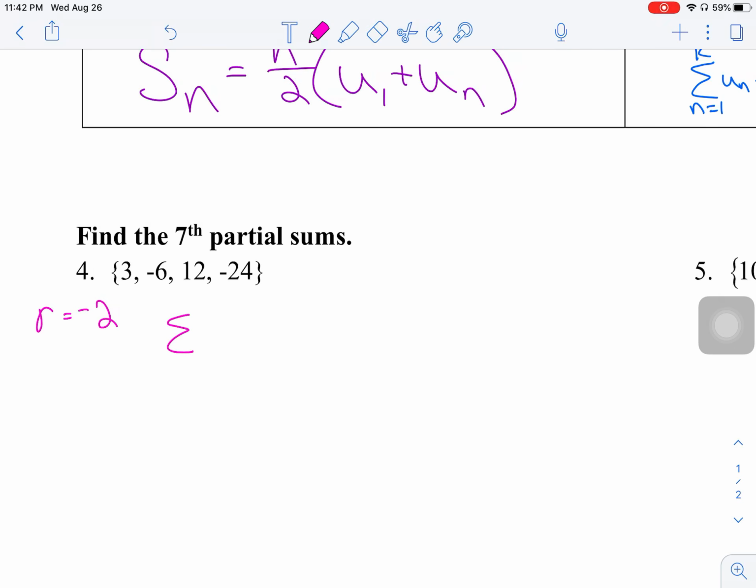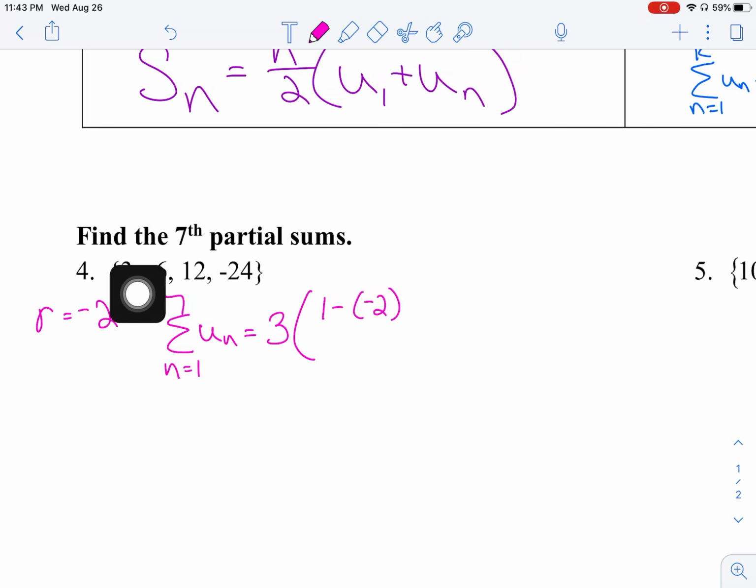So the sum of n equals 1 to 7, and you don't have to write anything specific there for this expression because we already have the term, so we're good with that. So this is equal to my first term times 1 minus my common ratio raised to the k power, which is that top value, right, that you're ending at, over 1 minus negative 2.